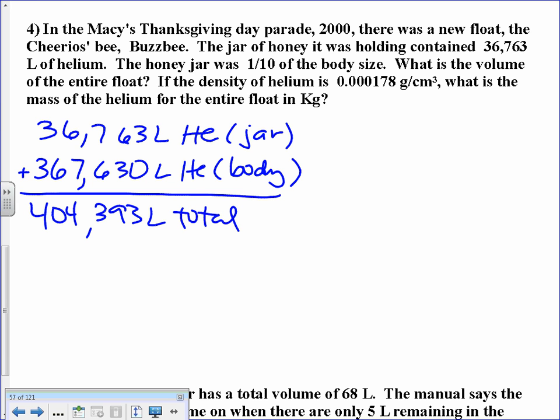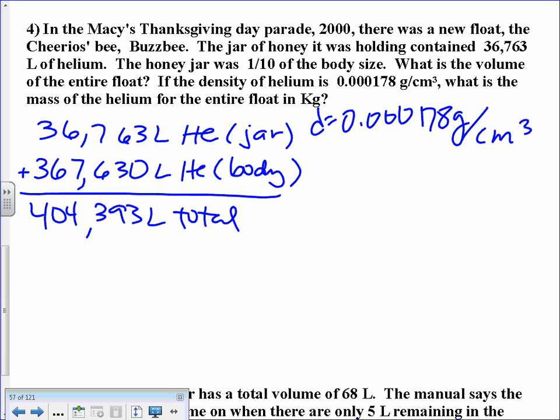Now we're going to use that information to go a little further. If the density of the helium is, small number here, 0.000178 grams per centimeter cubed, that's our density. How are we going to get to the mass of helium? I want you to try to model what we did on our last example. What are some things you're noticing first?